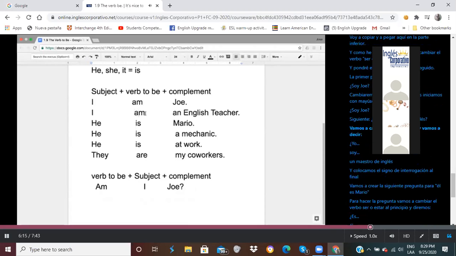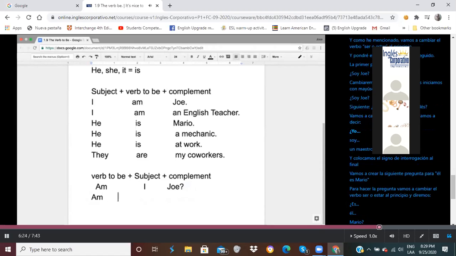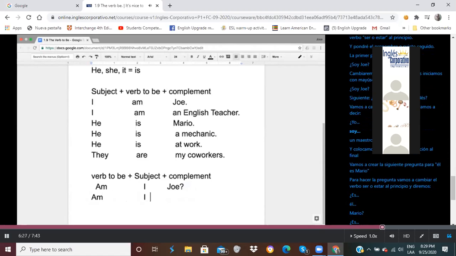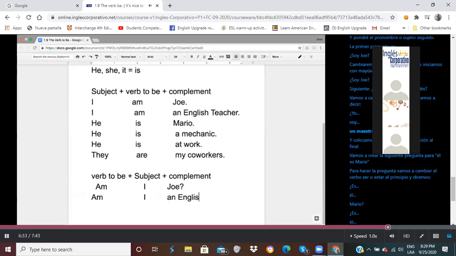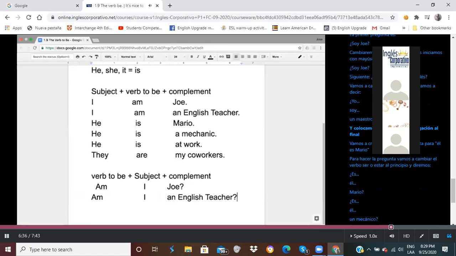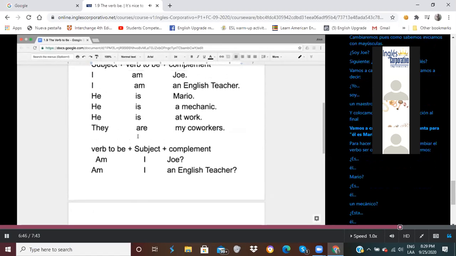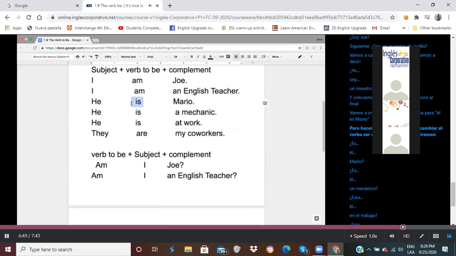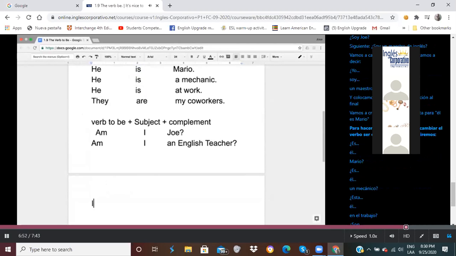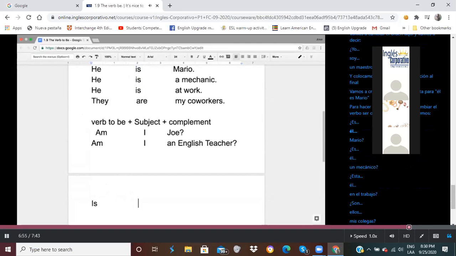And the next one, I am an English teacher. What I'm going to do is change the order and say, am I an English teacher? All right, and then we put a question mark at the end. So how would we form the next one? He is Mario. Okay, if I want to ask the question, I'm going to change the verb to be to the beginning, and I'm going to say, is he Mario?